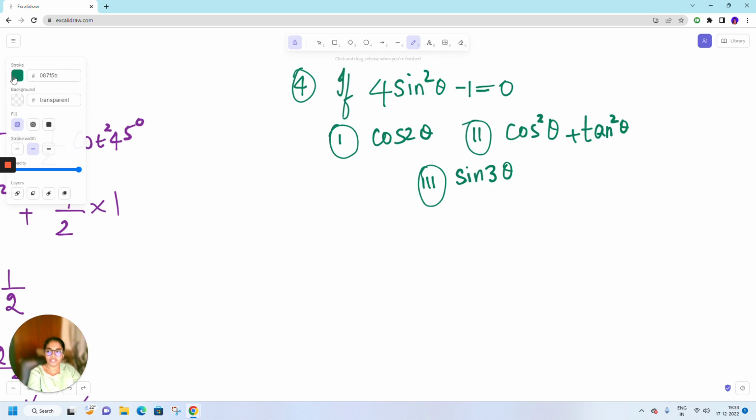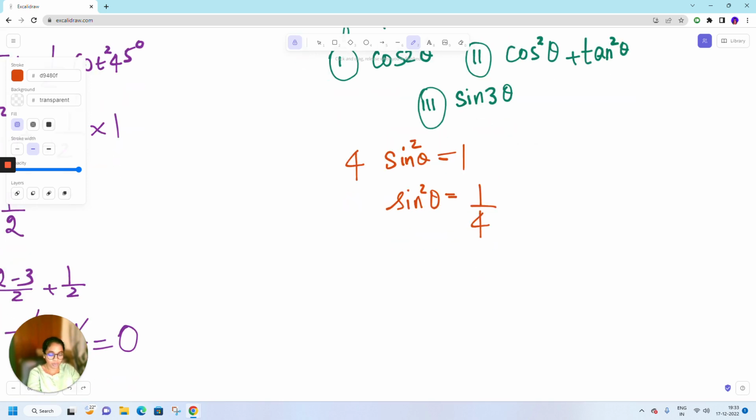Okay, now we have from the question 4 sine square theta minus 1 equals 0. How do you simplify this? Solve for sine. What will I get? I would get 4 sine square theta is equal to 1. Then sine square theta is equal to 1 divided by 4. I need only sine theta on my LHS. What else can I do? I'll take square root on both the sides. So I will get sine theta is equal to half.